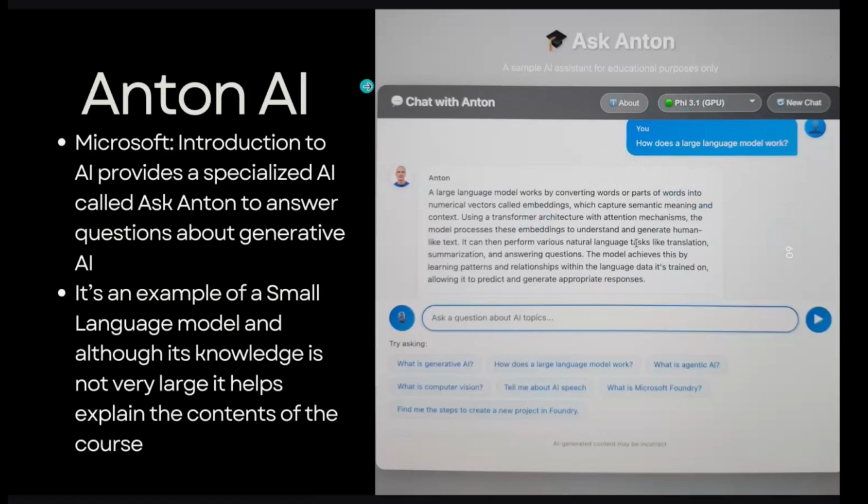So Anton AI is Microsoft's Introduction to AI's special AI called Ask Anton to answer questions about generative AI. It's an example of a small language model, and although its knowledge is not very large, it helps explain the contents of the course. So it also goes to show the limitations of small language models, because if you ask it how it stores AI, or how you store the data or how you train it, it is unable to answer those and directs you to other pages for those answers.